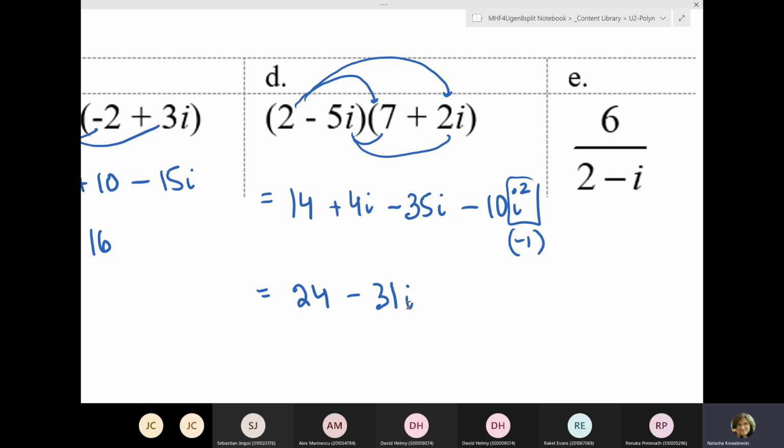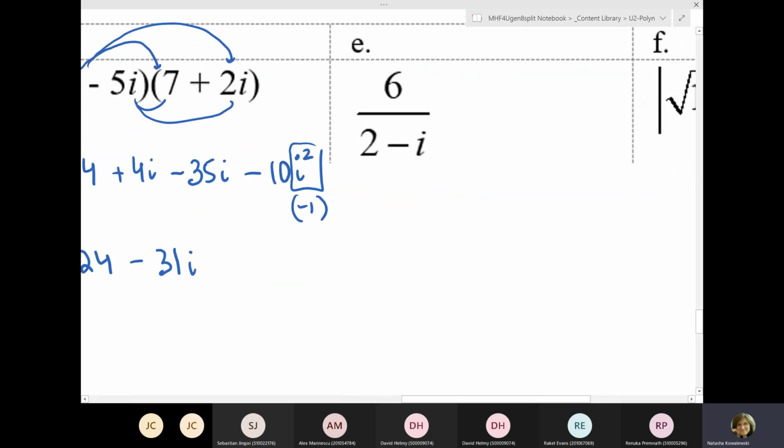Jasmine, unmute yourself. Say hello. Hello. Okay, so for division, Jasmine, we want to multiply by the conjugate. It is improper to leave i in the denominator. Very similar to when we were doing it with square roots and we had to rationalize the denominator.